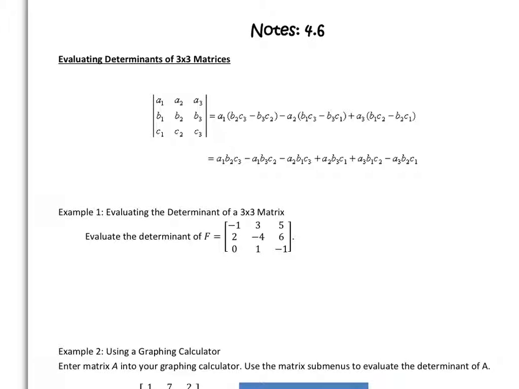Alright, so yesterday was 2x2 matrices, right? Today we're moving on to 3x3. So what was the formula for getting the determinant of a 2x2 matrix? AD minus BC, right? Well, for a 3x3 matrix, this is the formula.